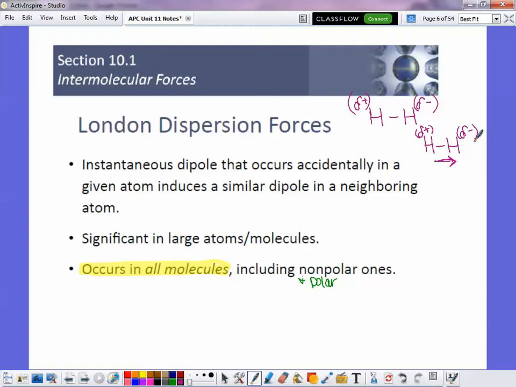Which is why typically nonpolar molecules are going to be in the gas phase. Because what's holding them together aren't very strong forces. The larger the molecule is, the stronger the forces, because you have more electrons. The more electrons in the molecule, the more chances for these instantaneous dipoles. Not changes, chances.